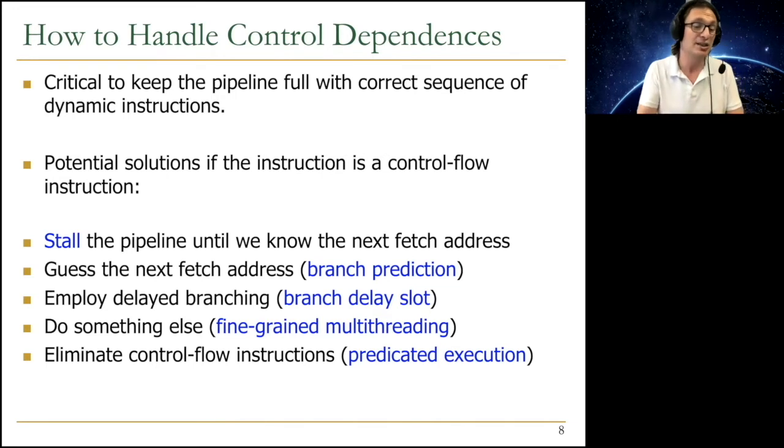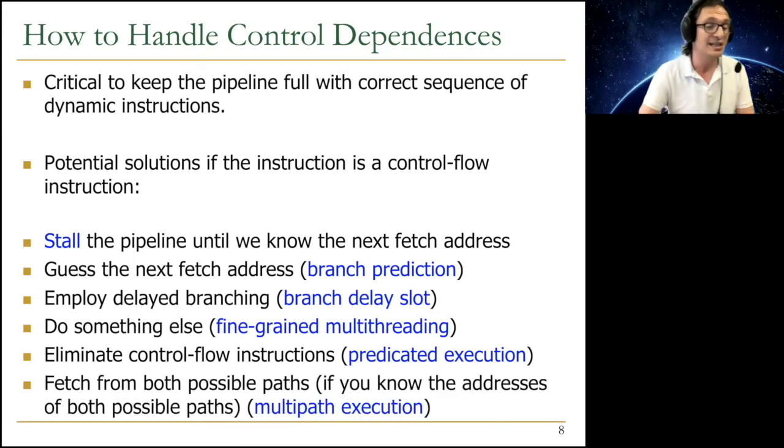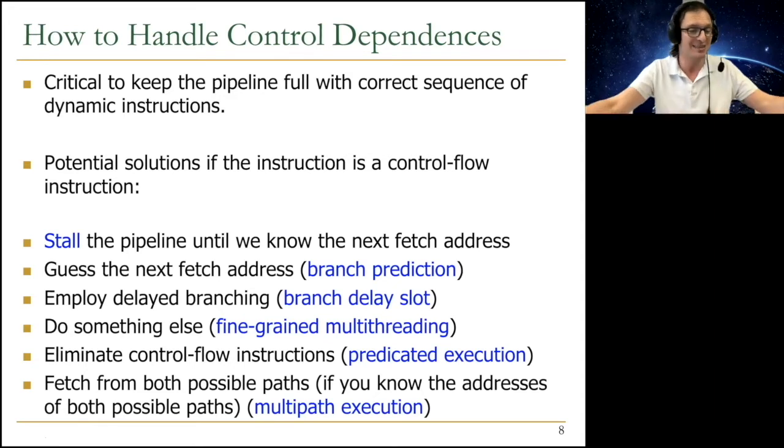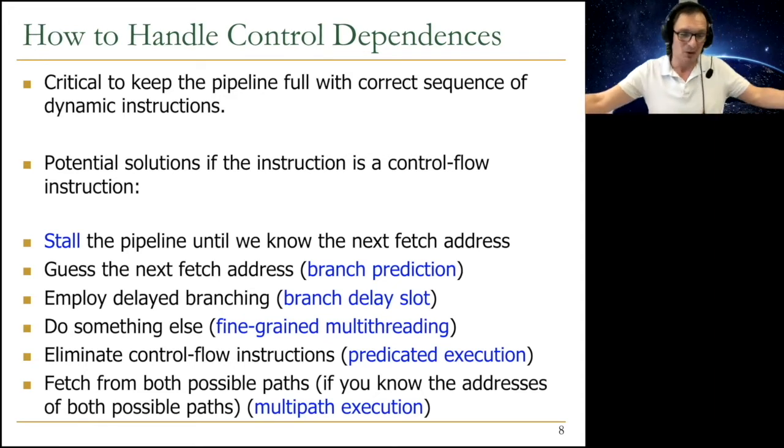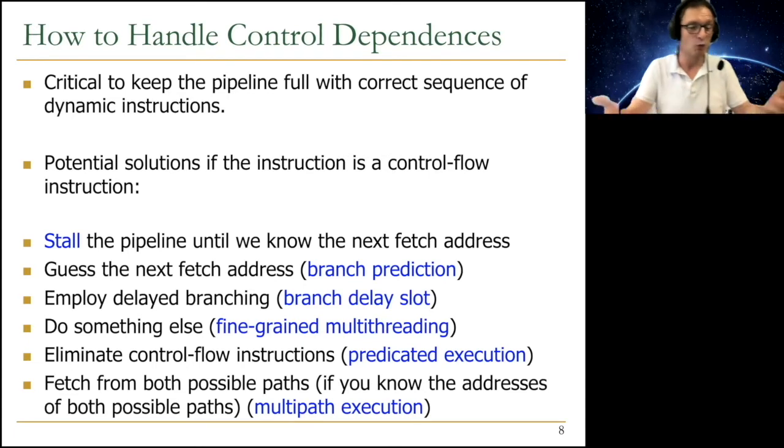And if you do that, you can eliminate the problem, but now you turn the problem into a data dependency problem, right? And we'll hopefully cover this briefly. This is an idea that was employed in some ISAs, like IA64 and ARM. And the last idea is fetch from both paths: whenever you get to a branch, you get to a fork, take both paths. Of course, this requires you to have more hardware, and to know the addresses of both possible paths.